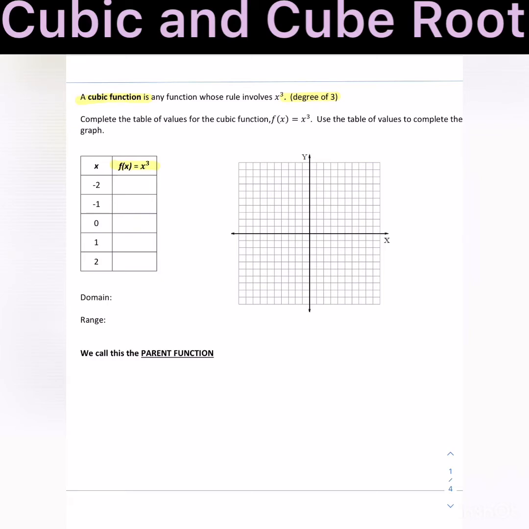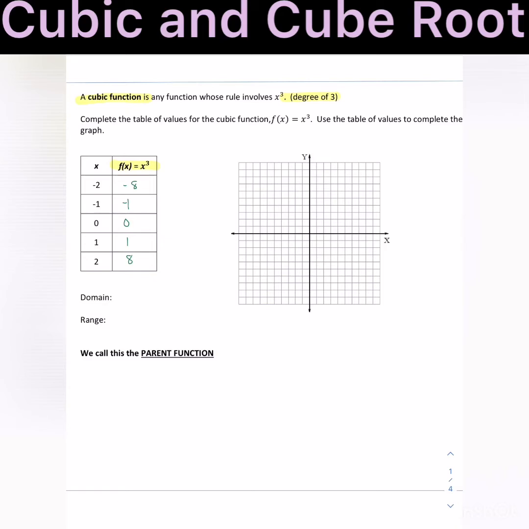All right, good. Negative 2 cubed is negative 8. Now you might say, can I just do this in my head? Of course you can. Please do it in your head. Negative 1 to the third power is negative 1. 0 to the third power is 0. 1 is 1, and then 2 is 8.